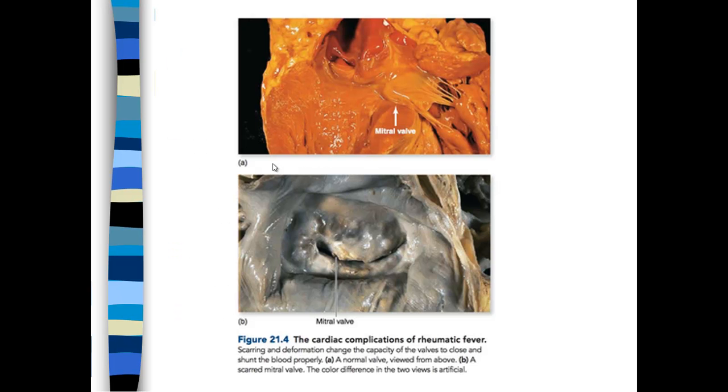Okay, and here is just a normal view of a mitral valve up top, and then second, you can see a scarred mitral valve, and you can see where this would lead to improper closure and improper blood flow. Okay, the color difference, completely artificial. So it has nothing to do with blanching of the tissues. It's just the scar tissue that you see in the mitral valve.